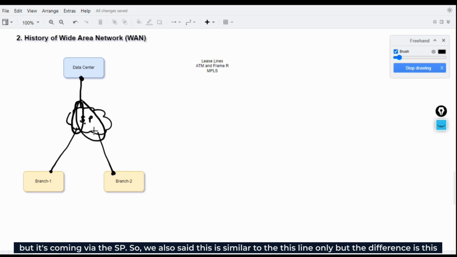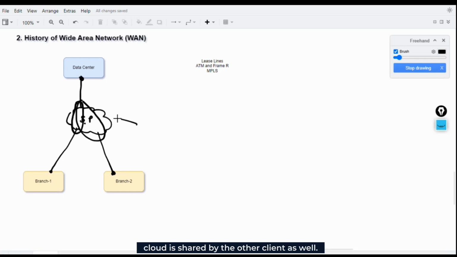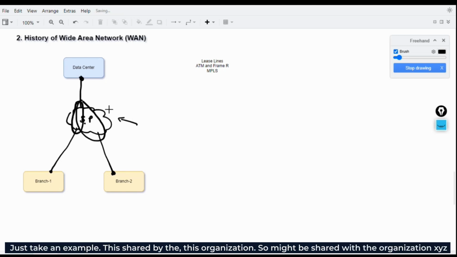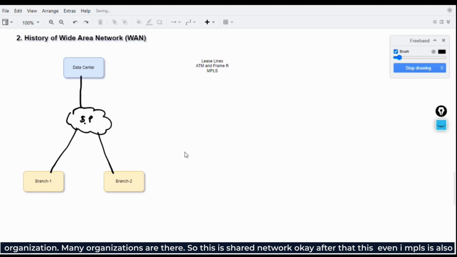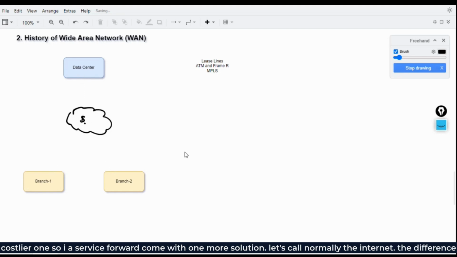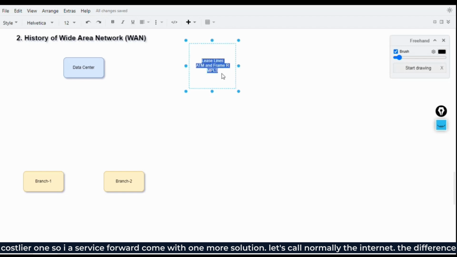So this is similar to a leased line, but the difference is that this cloud is shared by other clients as well. Just take an example: it is shared by this organization, and might also be shared with organization XYZ. Many organizations are there, so this is a shared network. MPLS is also a costlier one, so the service provider came with one more solution, which is normally called the internet.